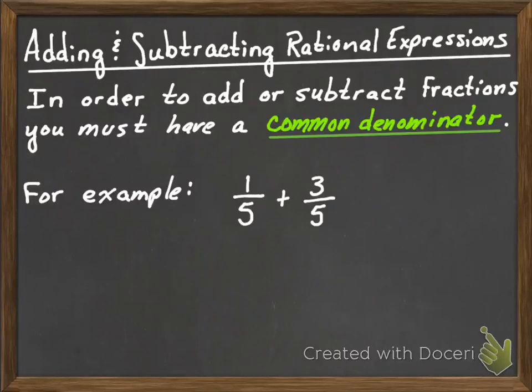All right, this section is going to be working on adding and subtracting rational expressions. So one of the things to remember when adding or subtracting fractions is that you must have a common denominator. So in this situation, with a couple of fractions, if you are adding 1/5 and 3/5 together, your answer is going to be 2/5, and what we are doing is simply adding the numerators together.